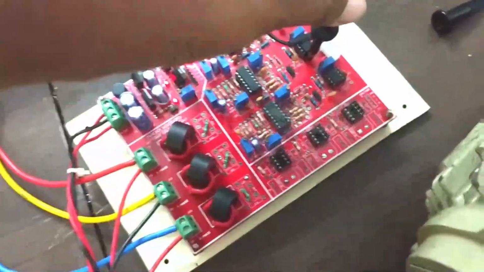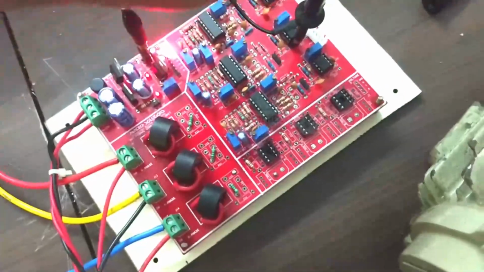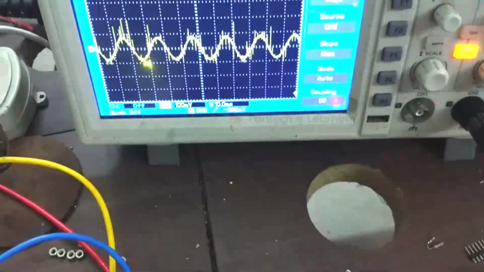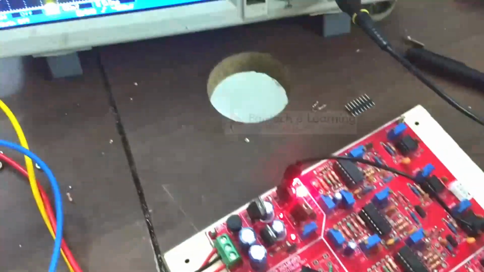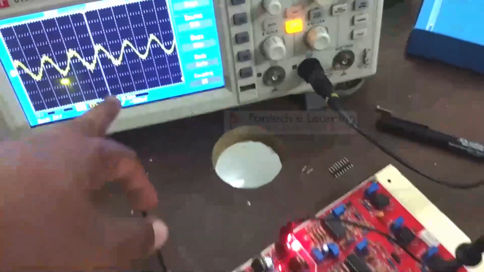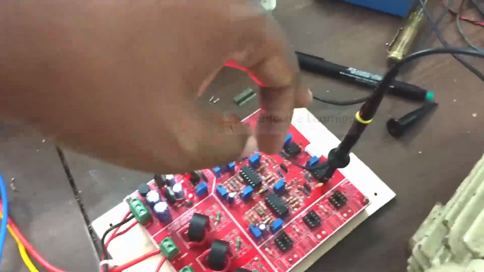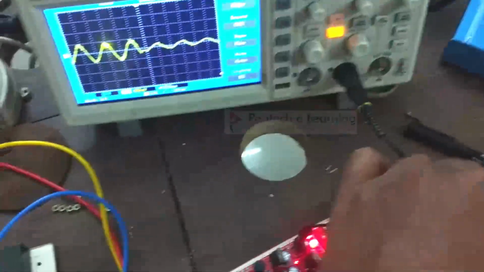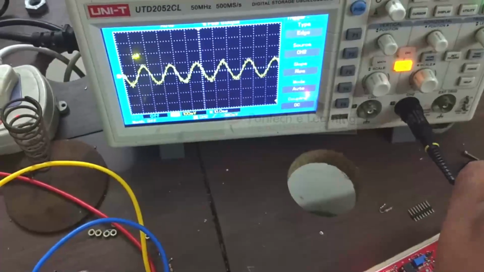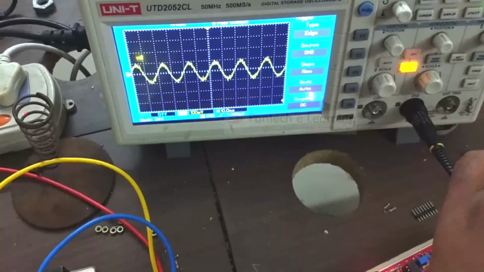We are connected for the phase Y, and the current waveform is this much. I have connected for phase B, and the current waveform is like this.